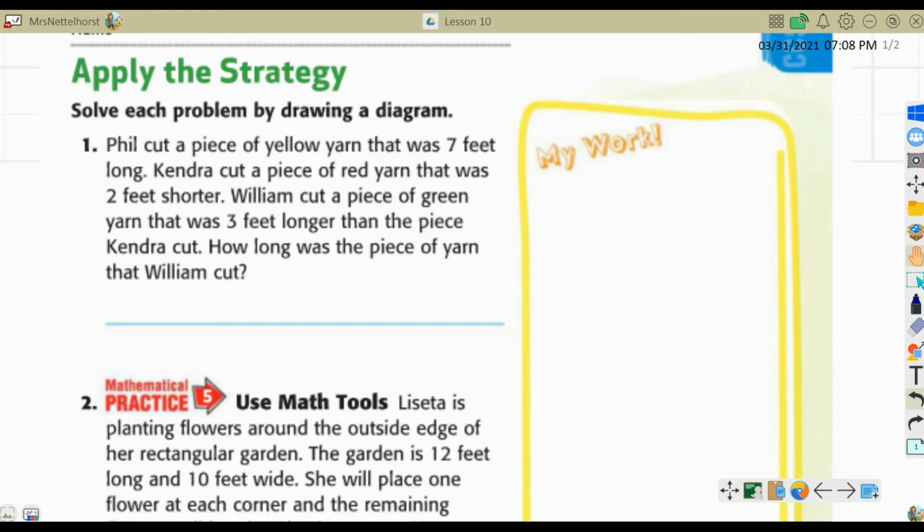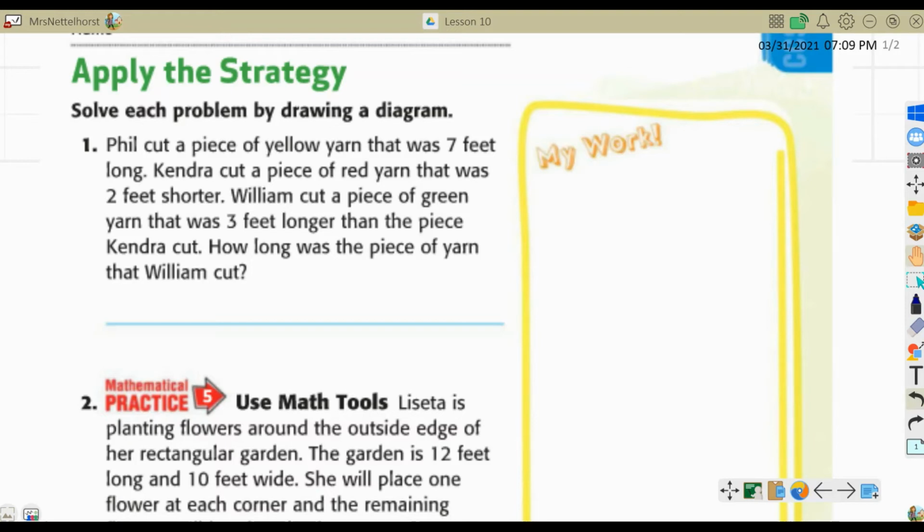All right, so everybody's got a piece of yarn, different colors, different lengths. So Phil cut a piece of yellow yarn that was 7 feet long. Kendra cut a piece of red yarn that was 2 feet shorter. William cut a piece of green yarn that was 3 feet longer than the piece Kendra cut. How long was the piece of yarn that William cut?